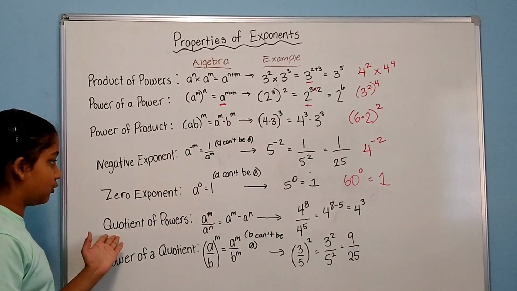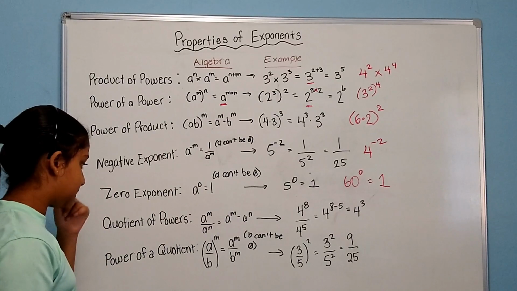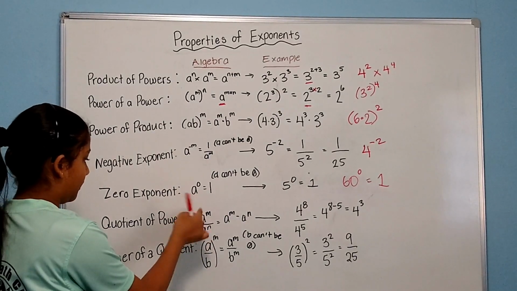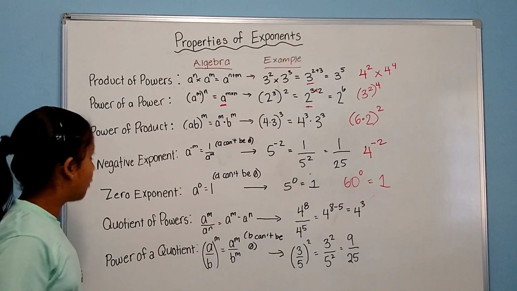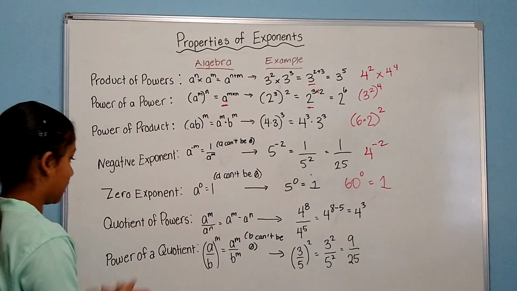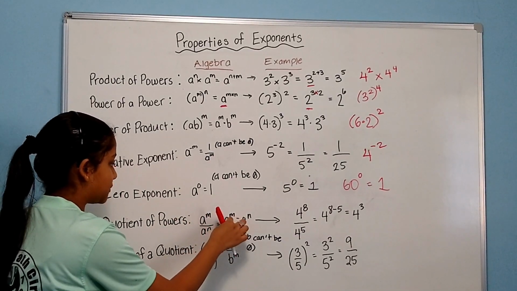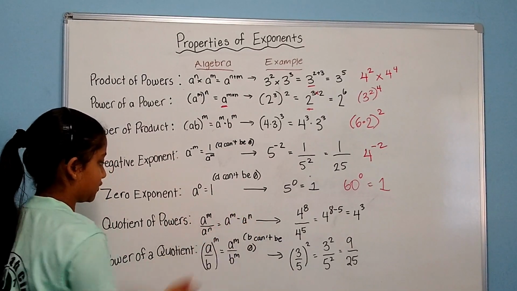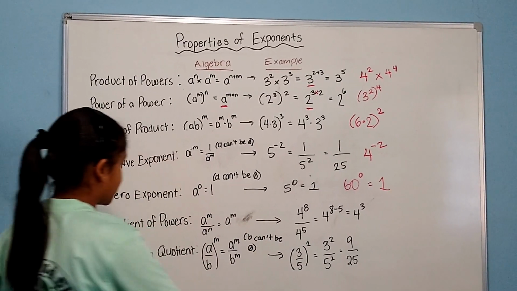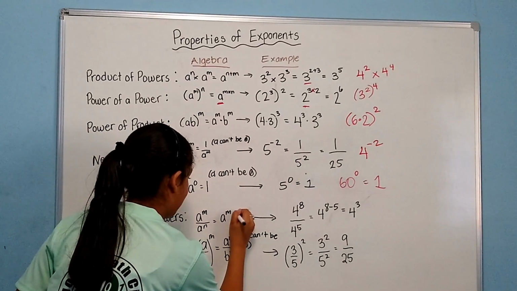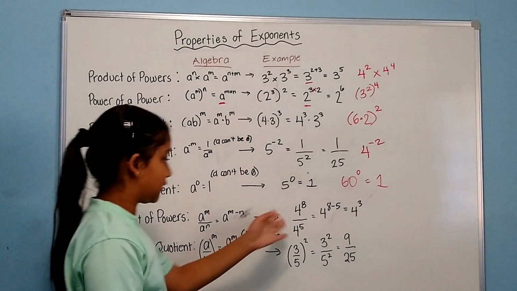Now let's go ahead and do the quotient of powers. In the quotient of powers, it's basically when an exponent is divided by another exponent. So we're basically doing the opposite of what we did over here. Since we're dividing, we're going to keep the base the same, and we're going to subtract the two powers. So I actually wrote this down wrong, but what we're actually going to do is a to the power of m minus n.